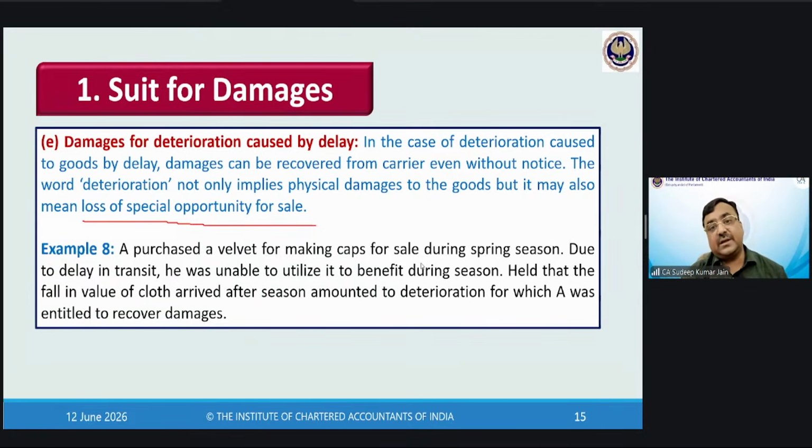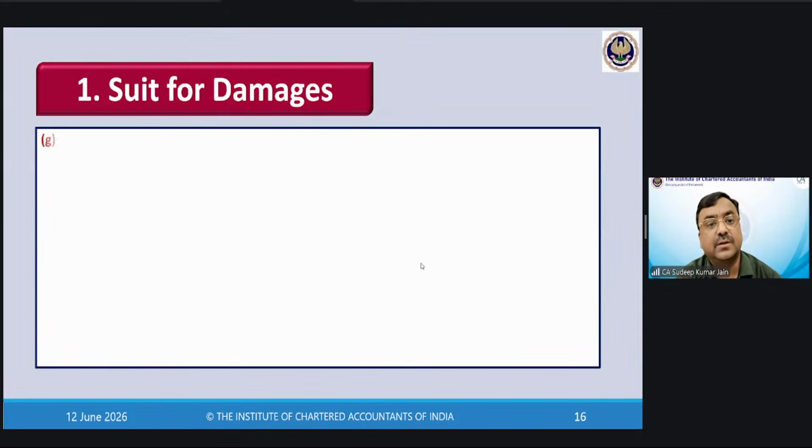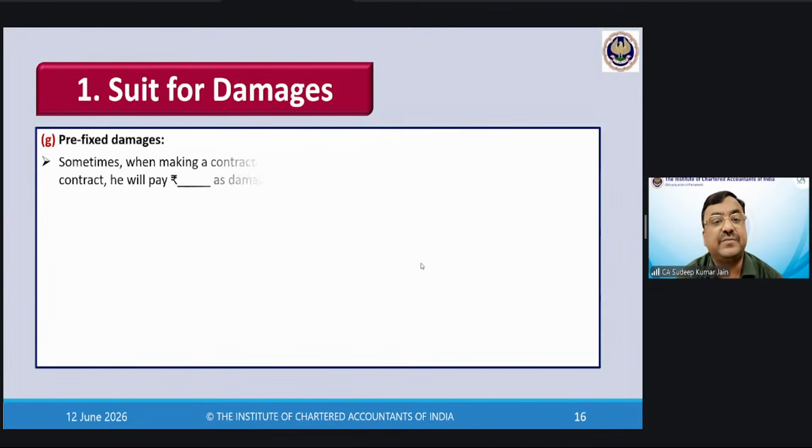Please read: in case of deterioration caused to the goods by delay, damages can be recovered from the carrier even without notice. The word deterioration does not only imply physical damage to the goods, but it may also mean the loss of a special opportunity for sale. Now, one more type of damage is prefixed damages.